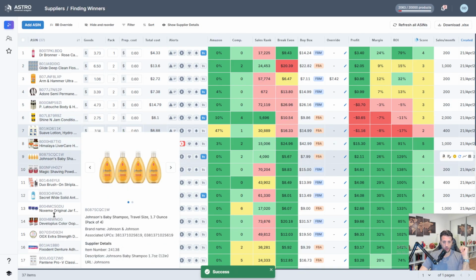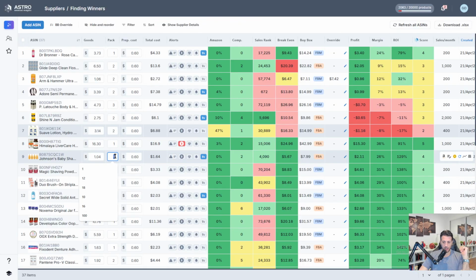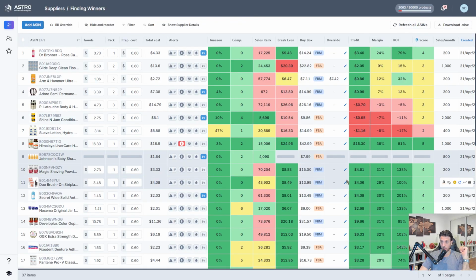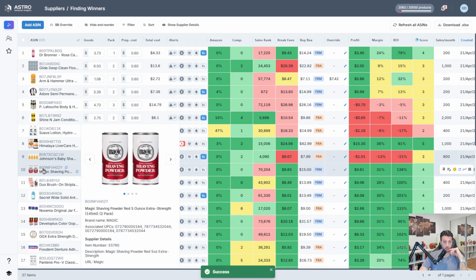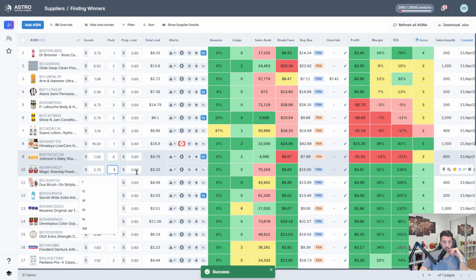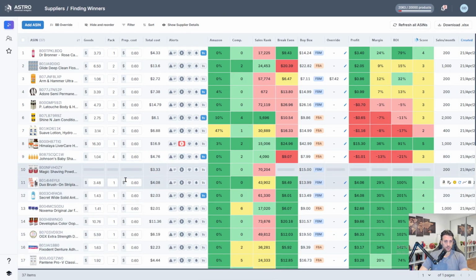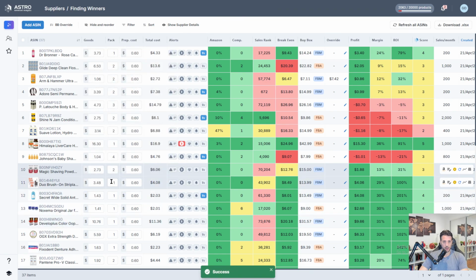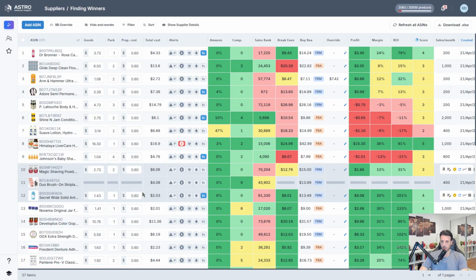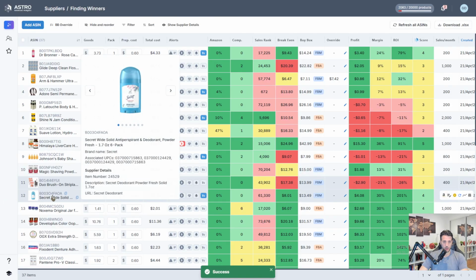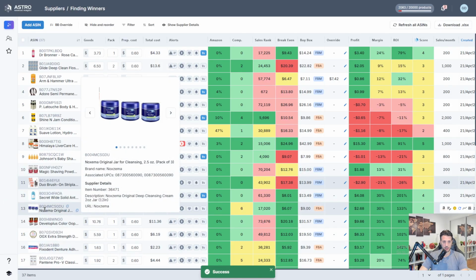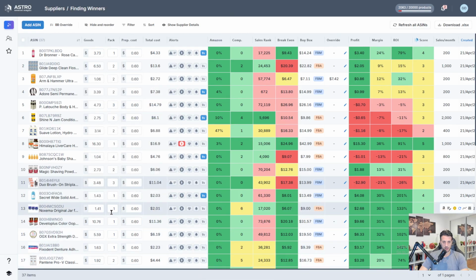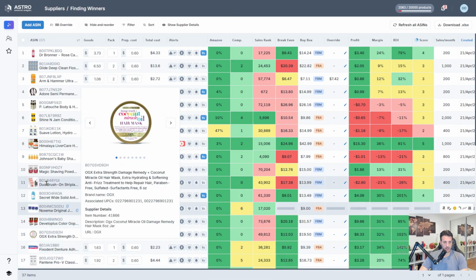So this one is a 4-pack. A lot of these are no longer profitable once you put the correct quantities in. So this is another 2-pack. 3-pack. So yeah, you have to go through a lot of these and just make sure that the numbers are correct. I'm just going to be going over this nice and fast right now.